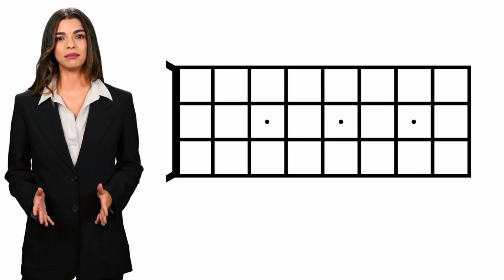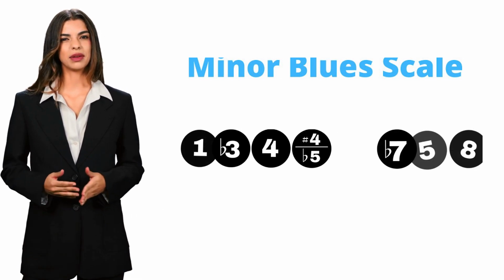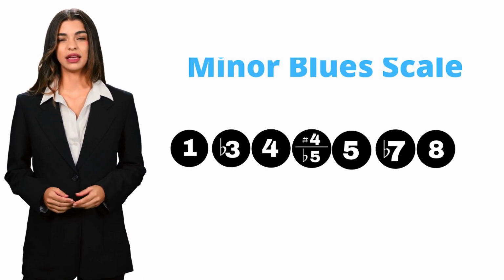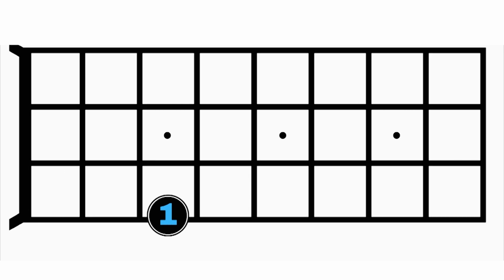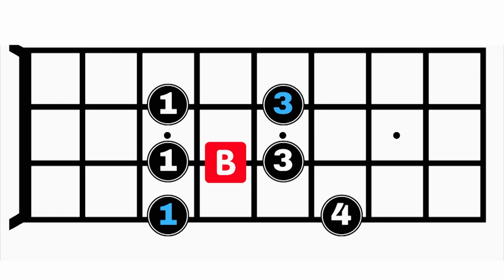And now that we have seen the pentatonic scales, we're going to study the blues scales. The first blues scale that we're going to study is the minor blues scale. The minor blues scale comes from the minor pentatonic, when we add a passing note between the third and fourth note. This particular note is an augmented fourth, or a diminished fifth, the blue note.